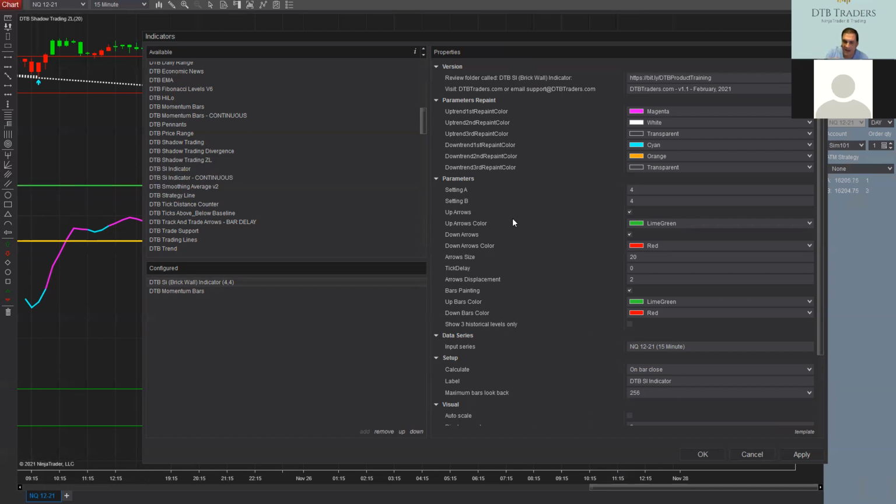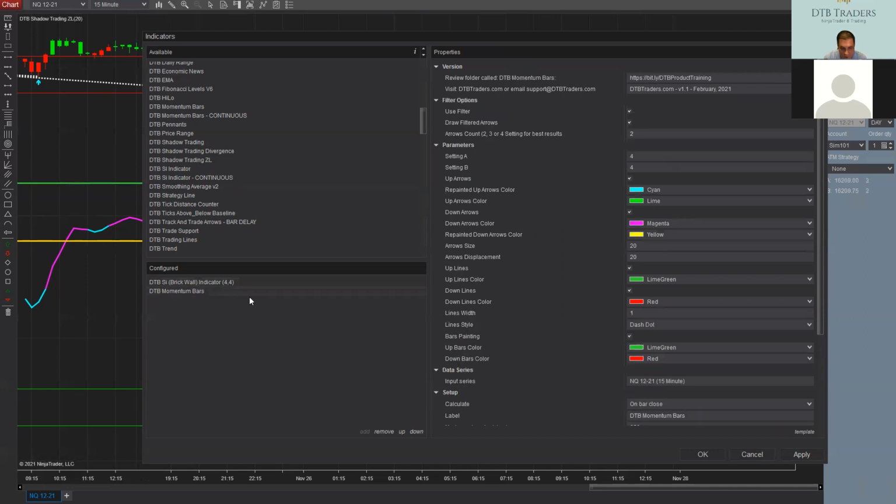repaint it again. So sometimes you can get 2 or 3 signals in a row in the same direction if that price is bouncing around those brick walls. So those count as repaint. So just basically changing the color of the brick wall as it's crossing through, and you can get multiple signals in one direction. With the momentum bars, what happens is as soon as the price gets to a brick wall, it's going to paint and it's going to do an arrow.